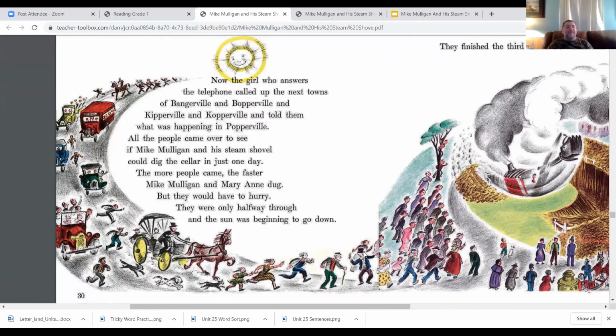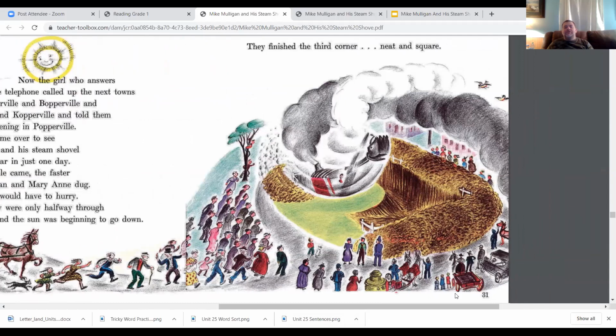Now the girl who answers the telephone called up the next towns of Bangerville and Bopperville and Kipperville and Copperville and told them what was happening in Popperville. All the people came over to see if Mike Mulligan and his steam shovel could dig the cellar in just one day. The more people came, the faster Mike Mulligan and Mary Ann dug. But they would have to hurry. They were only halfway through, and the sun was beginning to go down. They finished the third corner, neat and square.